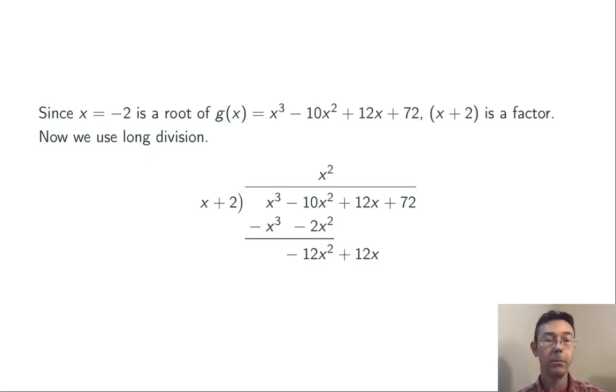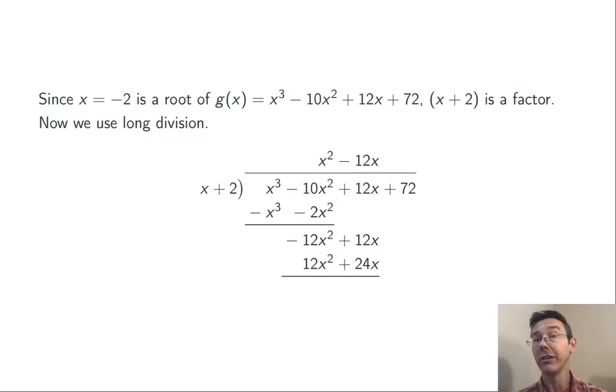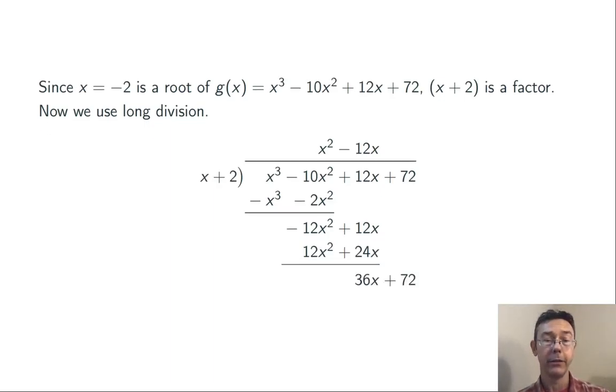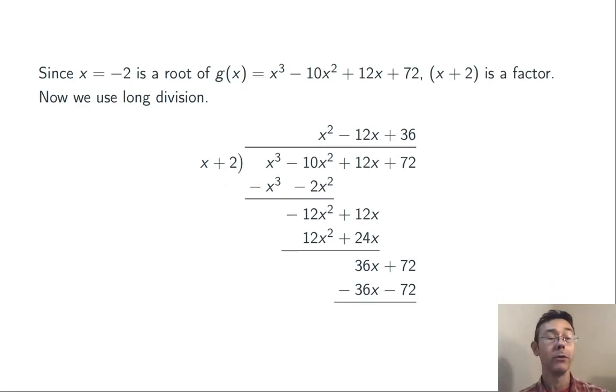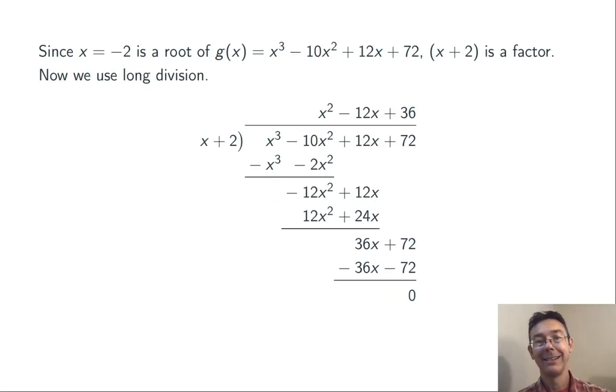What do I need to multiply x by to get negative 12x squared? And the answer is negative 12x. I multiply, changing the signs as I go, then add and bring down the next term. What do I need to multiply x by to get 36x? 36. So I multiply, change the sign, add, and now I'm done. I have a remainder of 0.